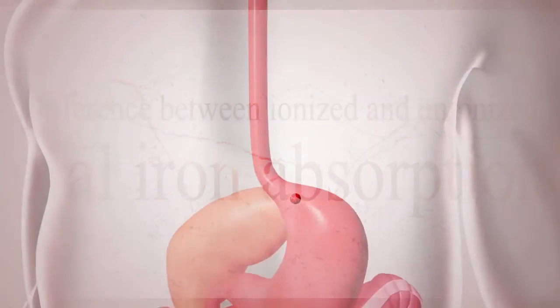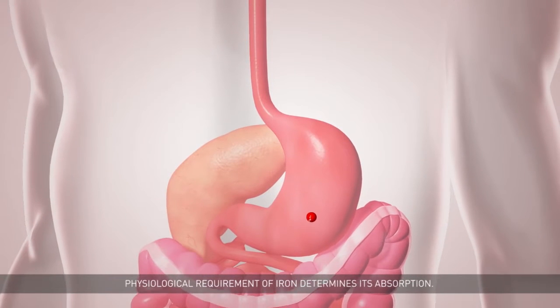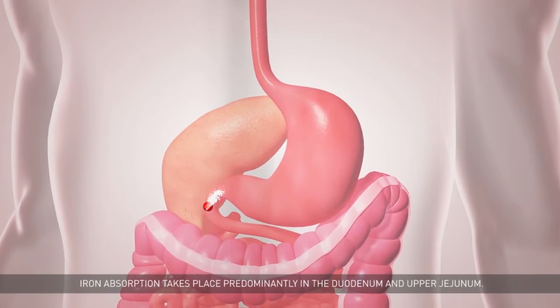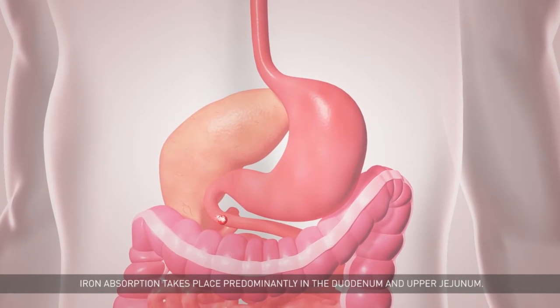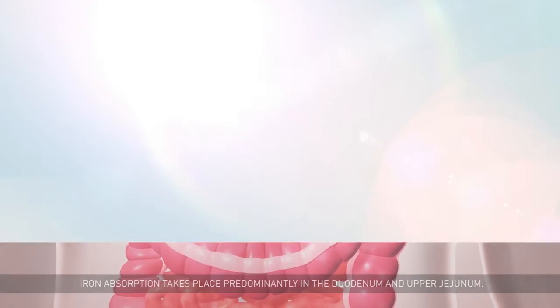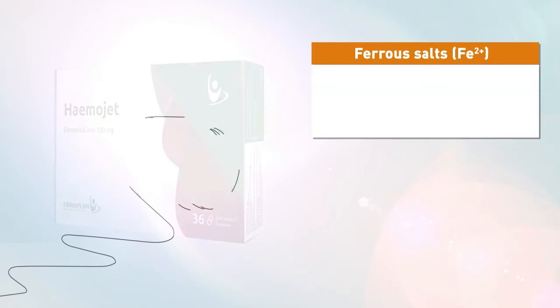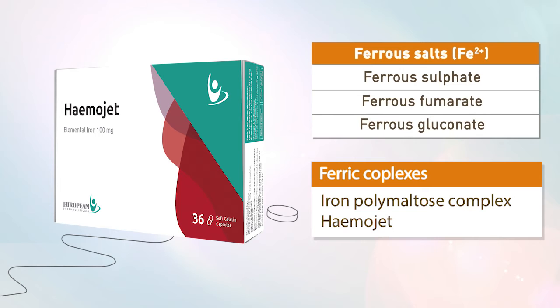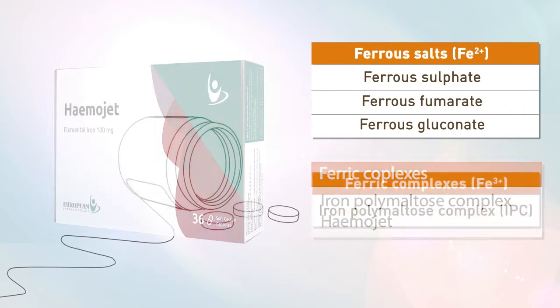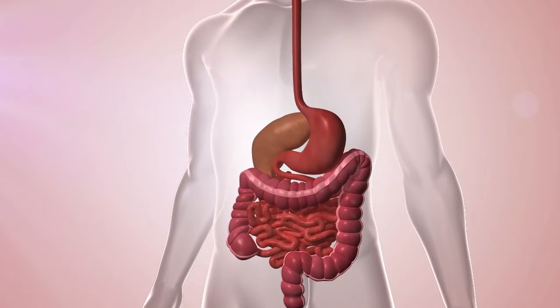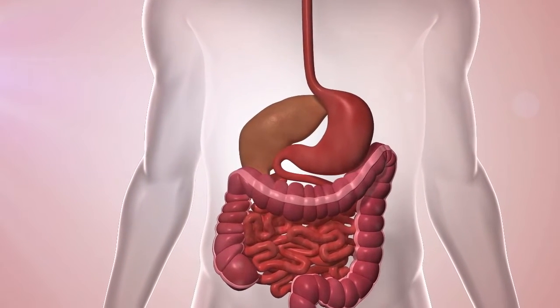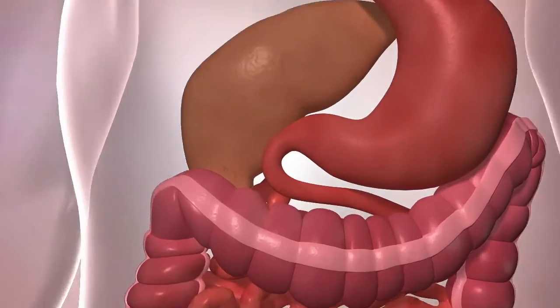Absorption of iron depends on the physiological requirements of the body. Iron absorption takes place predominantly in the duodenum and upper jejunum. For the treatment of iron deficiency, oral iron supplementation is used, which includes ferrous and ferric forms. Now let us look at the difference in the absorption and metabolism of ferrous and ferric forms of iron preparations.